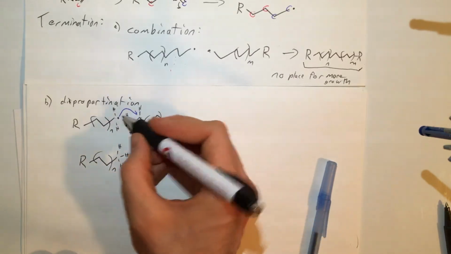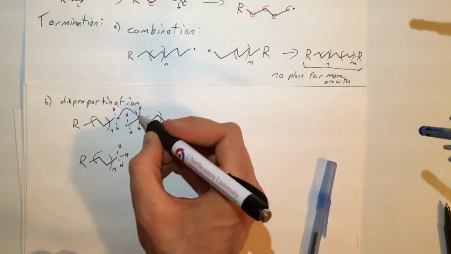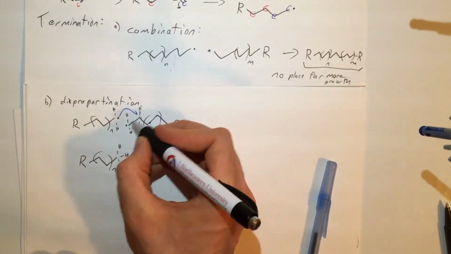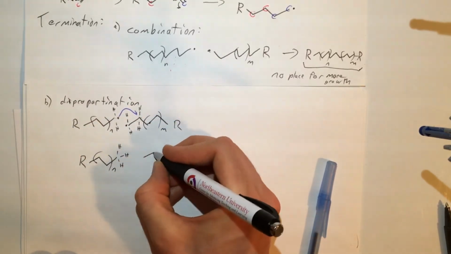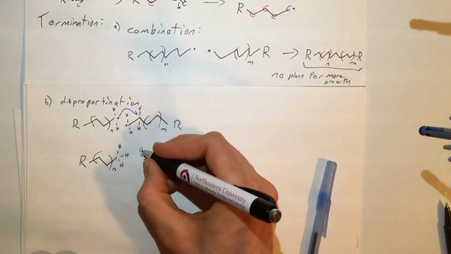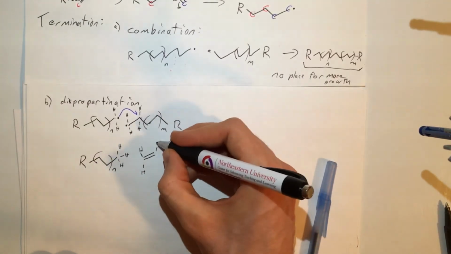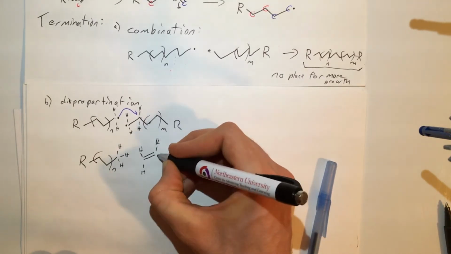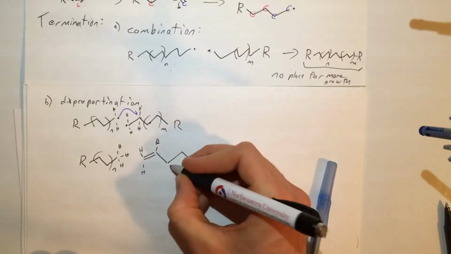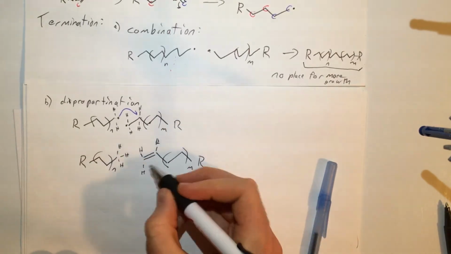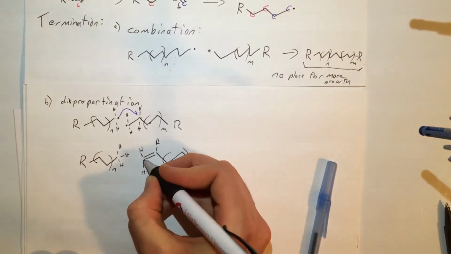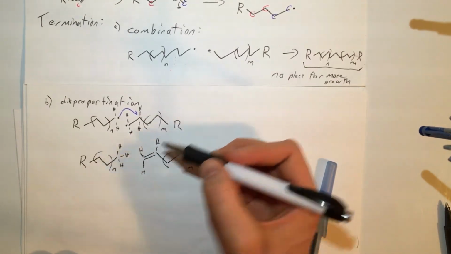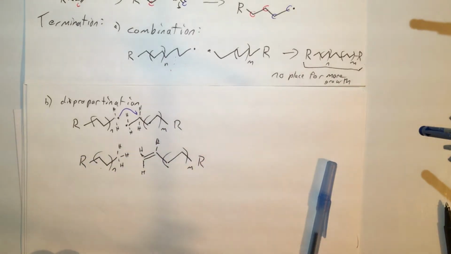And then what happens to this over here? Well, we pulled off a hydrogen and then put in an electron. Then we have an electron here and an electron here. So we end up getting a double bond at the end of this chain. And here we have no free radicals, so neither chain can polymerize any further.